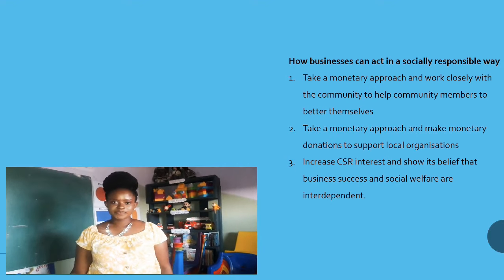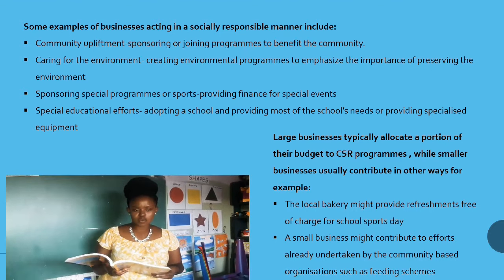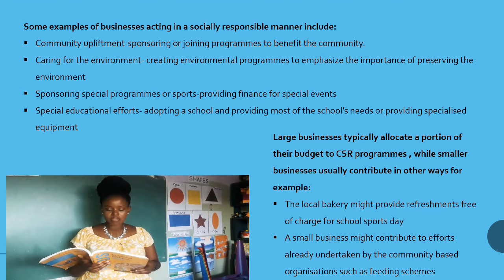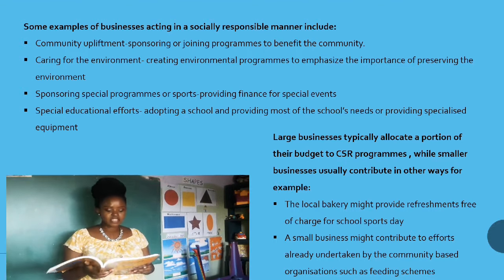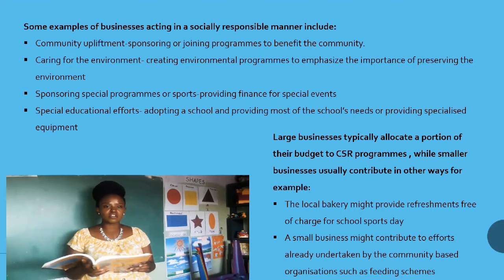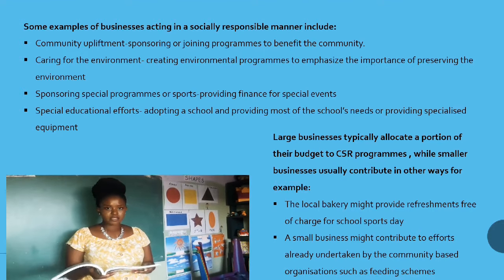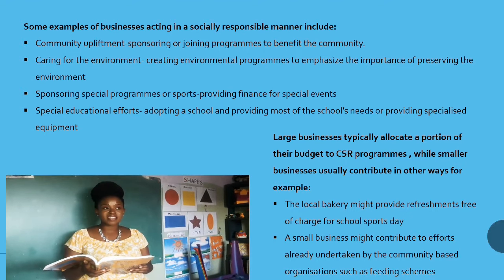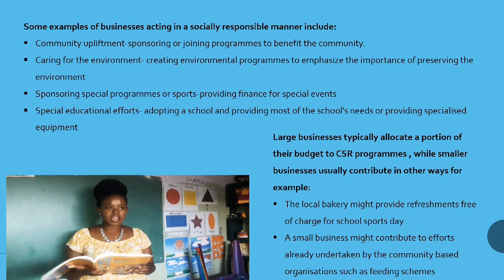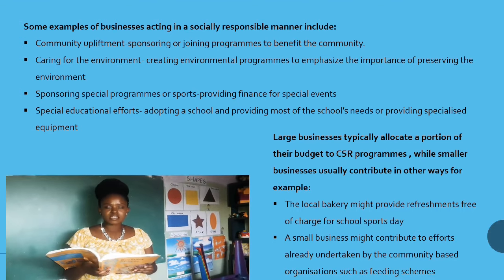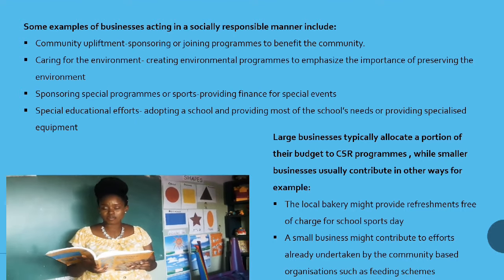The first thing that a business would have to do is identify the areas of social or economic upliftment. First, they could do community upliftment, that is, sponsor or join community programs. They can join, for example, skills development. We know that the unemployment rate is very high, so we can equip our communities with skills so that they can start their own businesses.